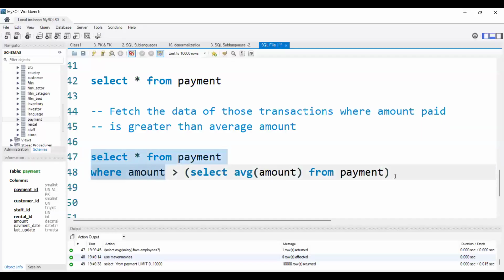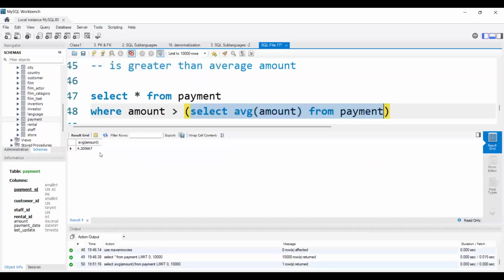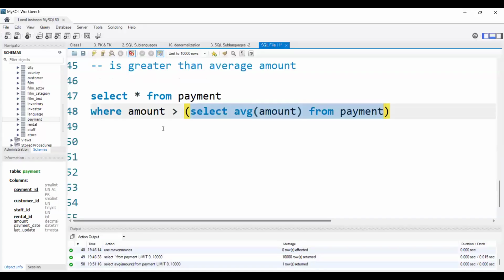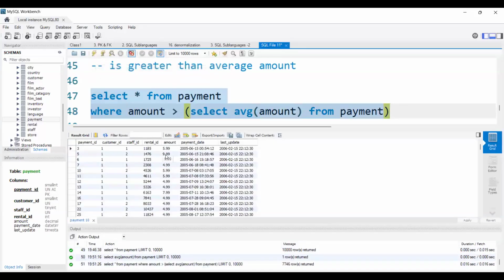Okay, now let me first execute this one, select average amount from payment. I got some 4.2. Now let's check the complete details. Here my amount is greater than 4.2 only, like 4.99 and so on. It is displaying the data.